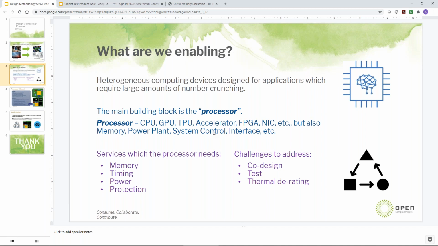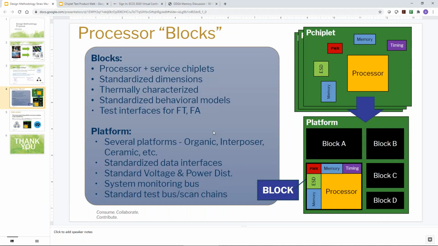So here's my proposal: that we define things in a processor block. And that block is a processor plus the services that are required. You give it some kind of standardized dimensions, good thermal characterization, and standardized behavioral models that can go into the next level of simulation. And test interfaces, both early in the process and late in the life cycle, so you can see what's going on or what's breaking down.